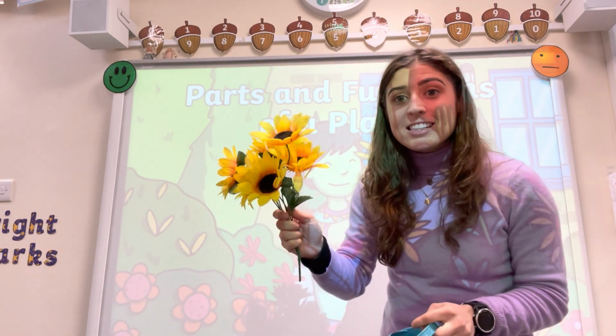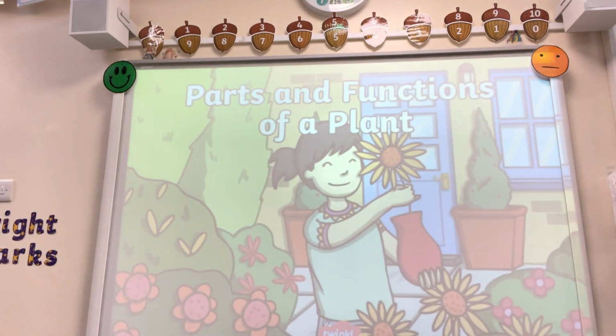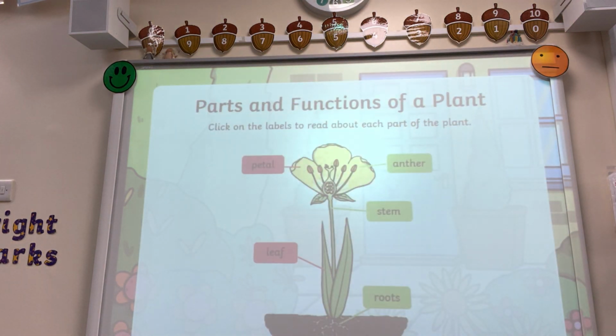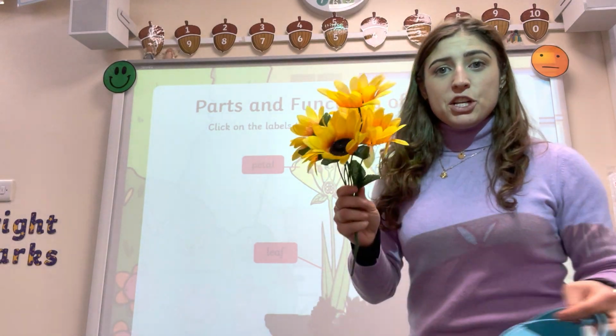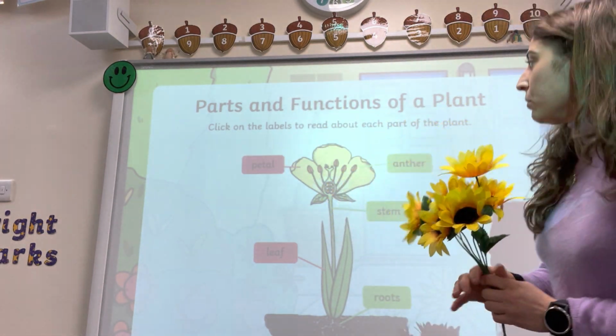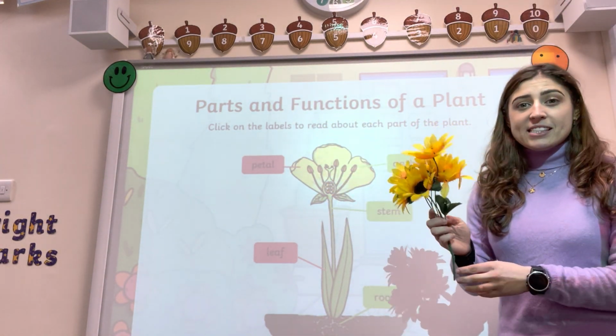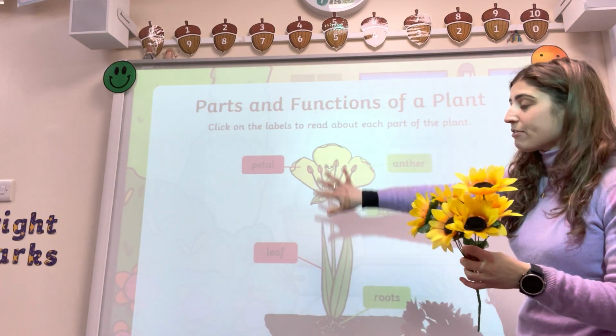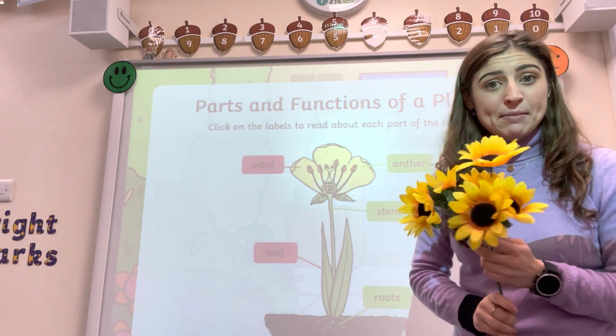So, parts and functions of a plant. Okay, here we go. I'm going to use my flower to help you, but we can also look at this one on the board. Now, this is a sunflower plant, okay? So it's slightly different to the one on the board, but it's very, very similar, okay?